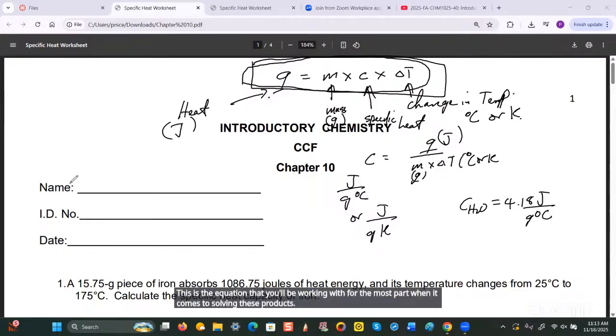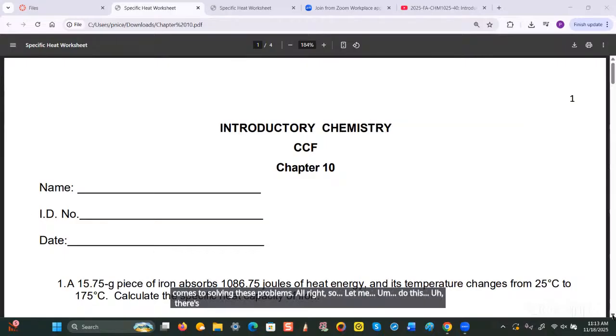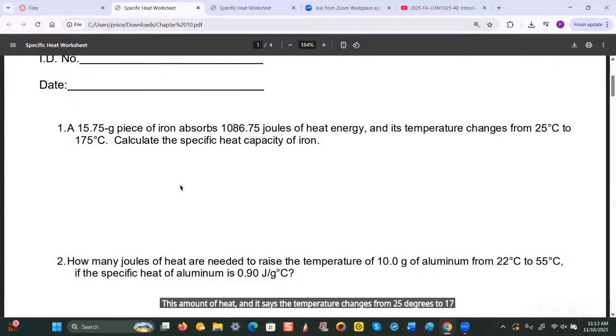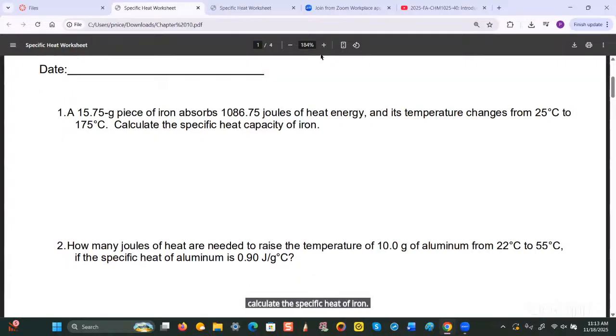All right, so let me clear this. And let's start with question number 1. It says a 15.75 gram piece of iron absorbs this amount of heat. And it says the temperature changes from 25 degrees to 175 degrees. Calculate the specific heat of iron. So basically, as I said before, we're using Q is equal to M times C times delta T. But what the question is asking for is C. So C would be equal to Q divided by M times delta T. And then we plug in the numbers.